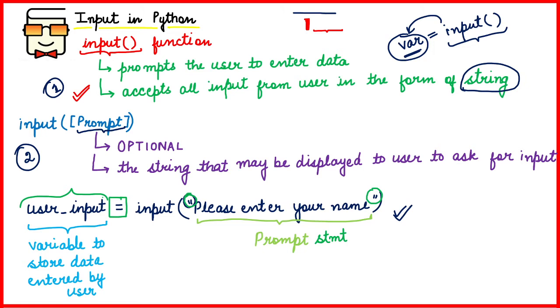If you have taken the name of the user, you generally either print it again, or you concatenate it in another statement and give it as a response to the user, and so on. Or you use it in some calculation if it is a numeric value. So generally it is expected that whatever input you are taking from the user, you would be storing it in a variable. The variable name is specified on the left hand side of the assignment operator, and on the right hand side you write the input function with an optional argument, the prompt statement.